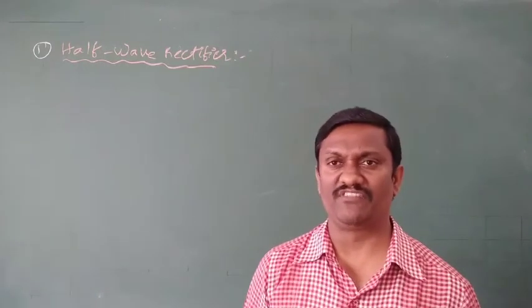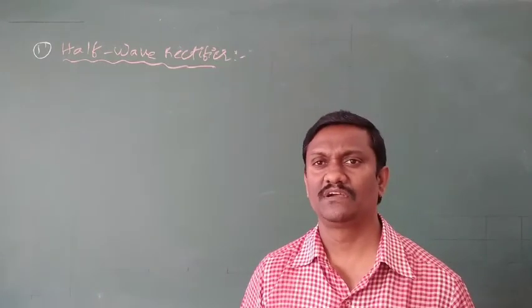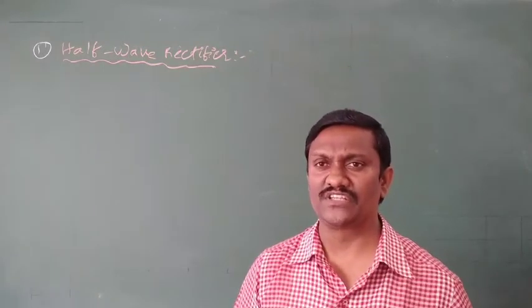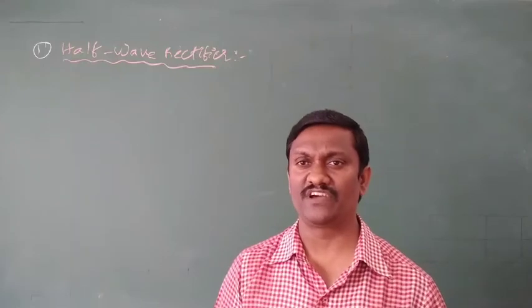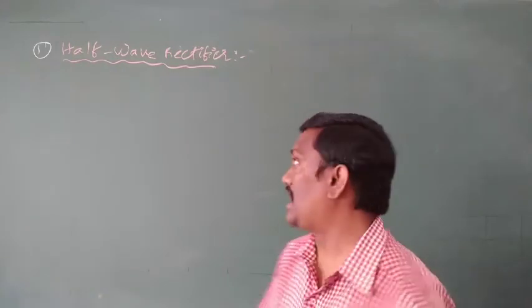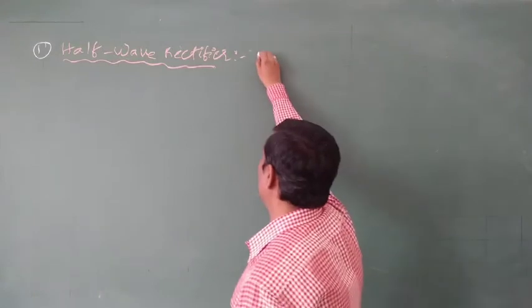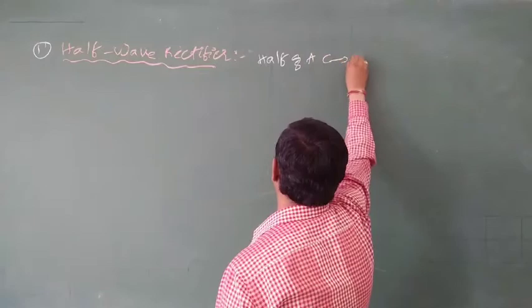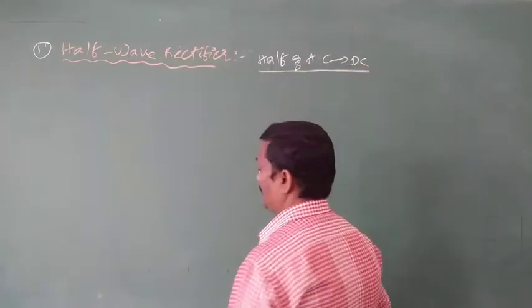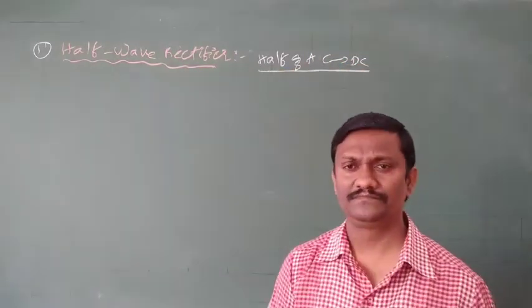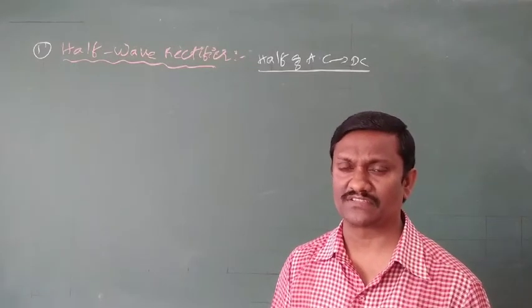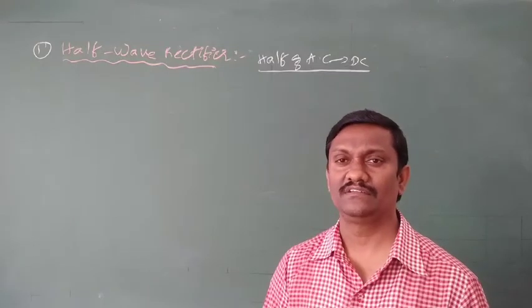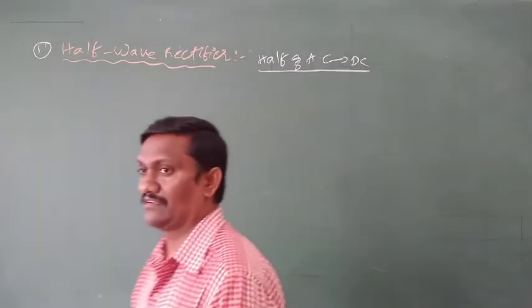The first kind is the half-wave rectifier. What is meant by a half-wave rectifier? Generally a rectifier converts AC into DC, but a half-wave rectifier is a device which converts half of AC into DC. Here only half of the AC is converted to DC: either the positive half cycle or the negative half cycle is converted to DC. So that is about the half-wave rectifier.